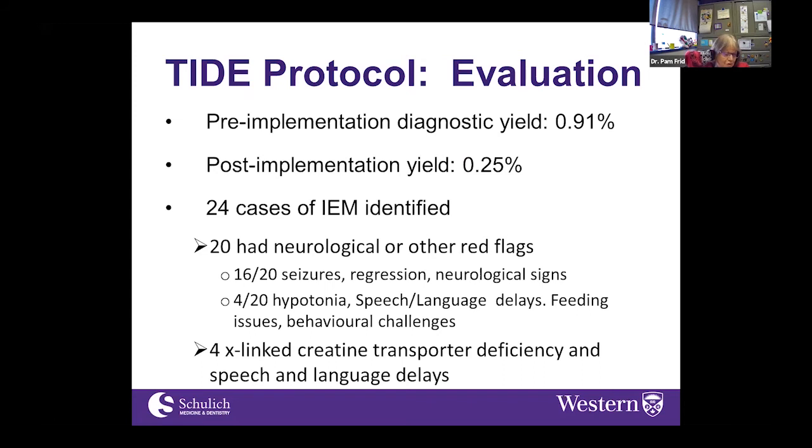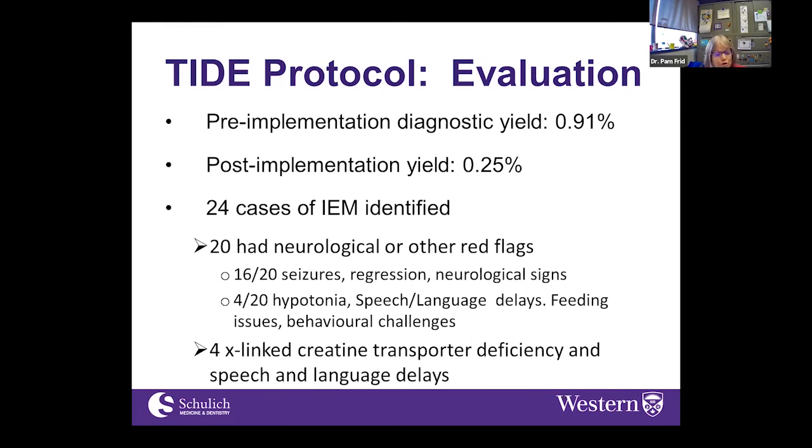And 20 of those 24 children actually had other red flags that would have led us, pre-TIDE protocol, to investigating them anyway. Most of them had seizures. A lot of them had regression or other neurological signs. And then there were 4 that had hypotonia and speech delay. And again, speech delay on its own, we would not have sent for metabolic investigation before. But when you combine that with hypotonia, we probably would have.